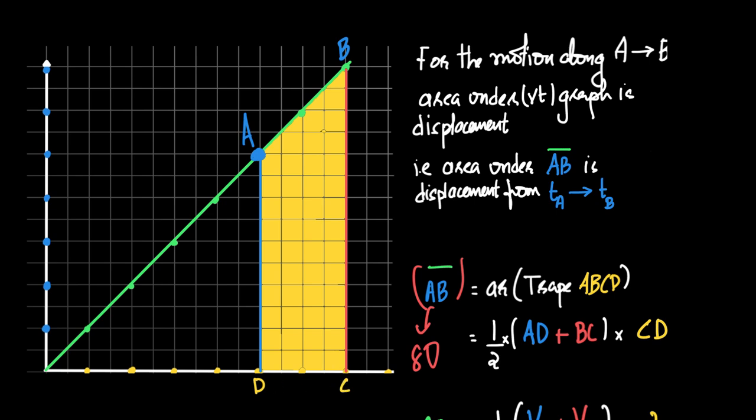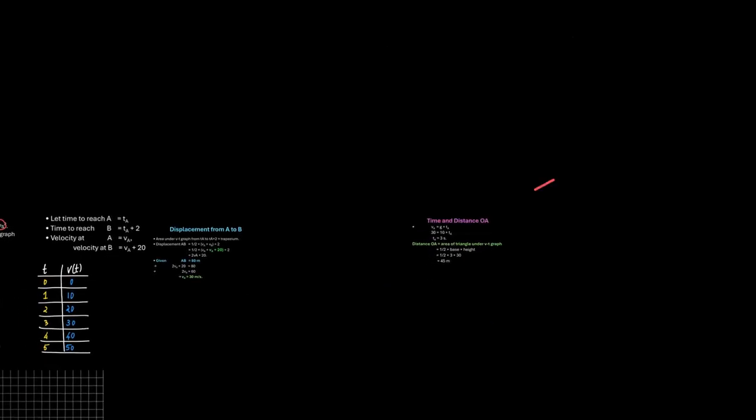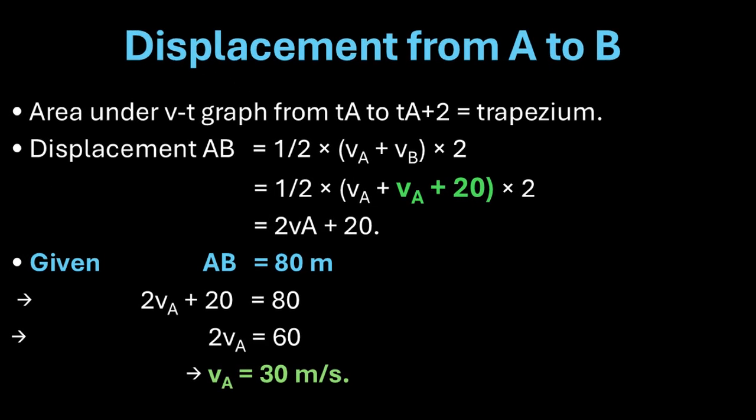Okay. Now, if you want to make a proper note of this, I have included this in a separate format here. So if we were to find out displacement from A to B in the graph, it corresponds to the time T to T plus 2, which is the area of the trapezium. And the area of the trapezium is given by half into VA plus VB into 2. But what is VB? We found out using equations of motion that VB could be written as VA plus 20. And therefore, displacement AB is 2VA plus 20. AB is equal to 80, and therefore VA is equal to 30 meters per second.